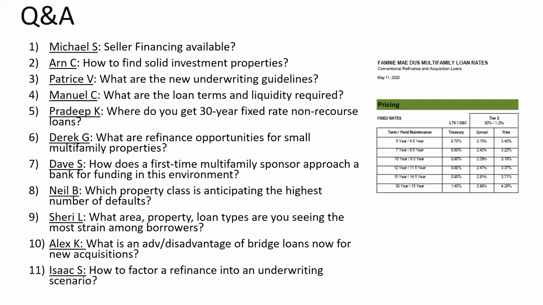Number 10, what's the advantage, disadvantage of bridge loans there right now for new acquisitions? Advantage, you're probably going to get a little bit higher leverage. I would say you're going to close faster. So on the bridge loan side, I would say they can probably close in 30 to 45 days, whereas Fannie Freddie are probably 60 to 90 days.